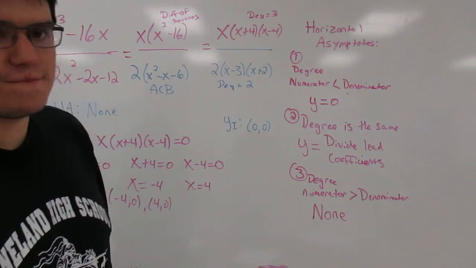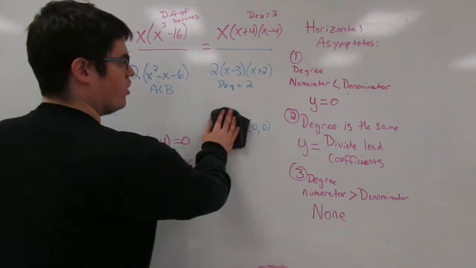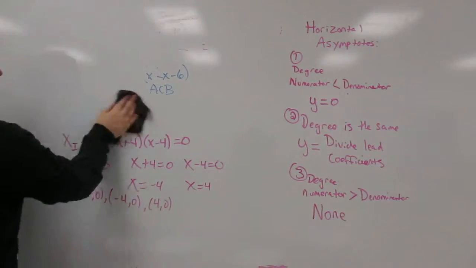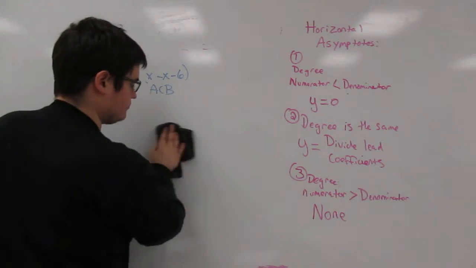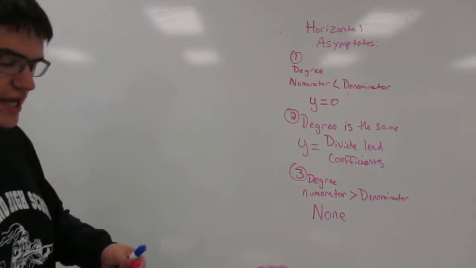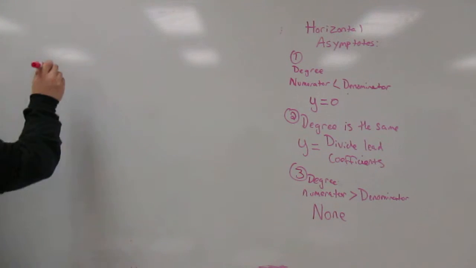Okay, try one more. Again, try doing this one by yourself before you watch the video. Find the horizontal asymptotes and the x and y intercepts.